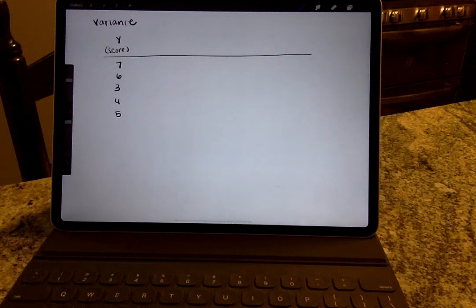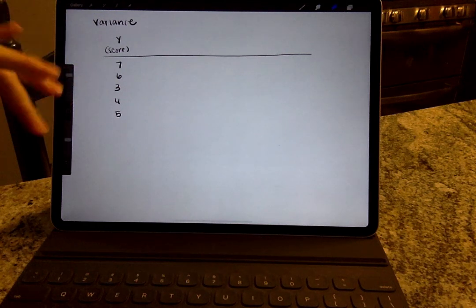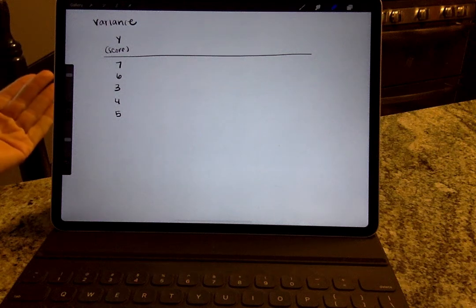In this video, I'm going to walk you through how to calculate variance. And this is what I would call variance the long way. For now, it's just variance, but you'll understand when I show you the short way why we call this the long way. All right, so let's assume that we've got some people's scores on something.